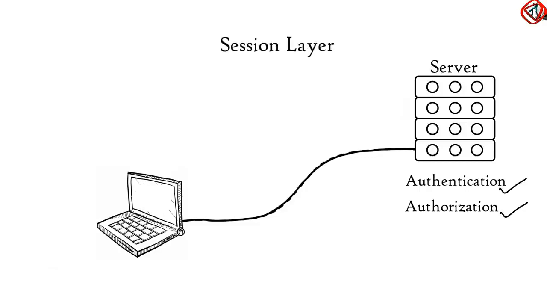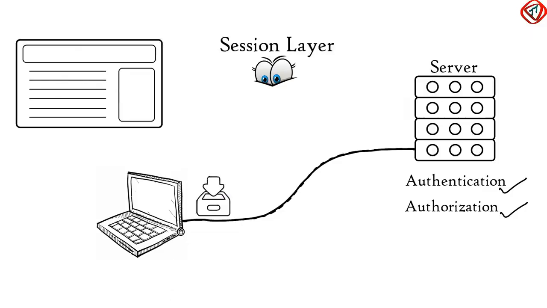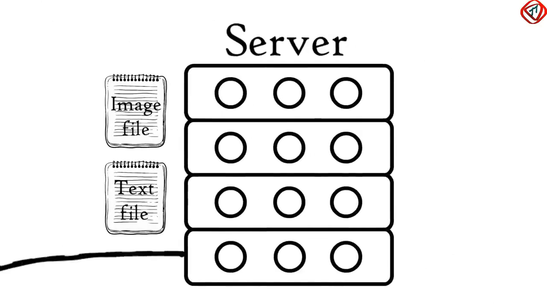The session layer keeps track of the files that are being downloaded. For example, a web page contains text, images, etc. These text and images are stored as separate files on the web server.